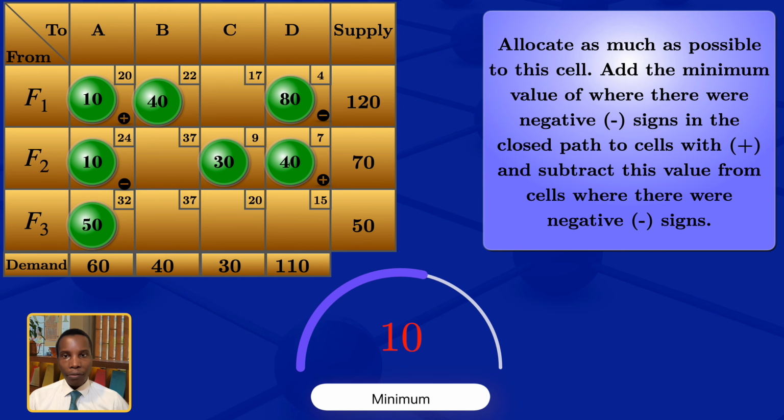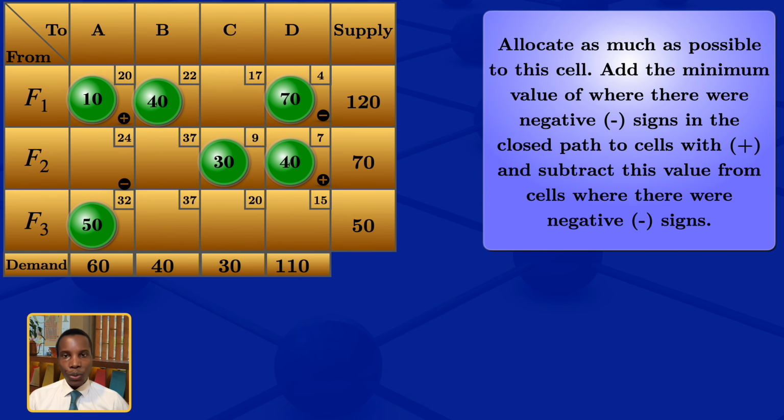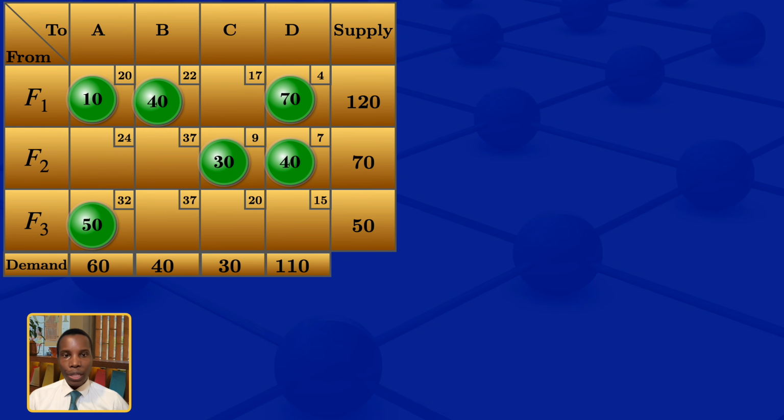Then for the cells that have the negatives, we subtract that 10 that we have talked about. So we subtract 10 here, and we remain with nothing. And here we subtract the 10 from the 80, and we remain with 70. So those are the allocations that we have now. But before proceeding, you should check if your allocations are matching the supply and the demand. In this case, we see that they are matching the supply and the demand of 120, 70, 50, 60, 40, 30, 110. So our allocations are balanced there. And then we go on to the next step.